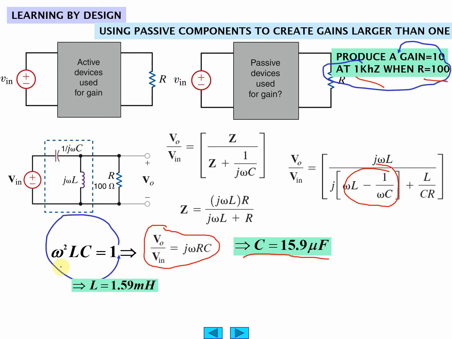Once you know the frequency and capacitance, you can get this; V out over V in has to equal 10. We know R, we know omega. We can find C. Once we get C and we know omega, we can get L. There we go. So you'll get voltage gain, not energy gain. That's important to note.